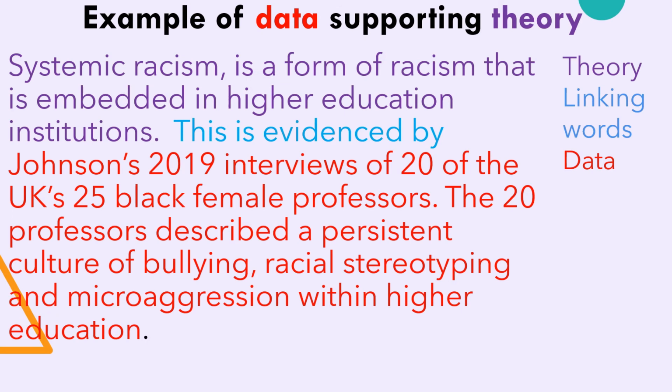Here is an example of data supporting theory. In purple, we have the theory. Systemic racism is a form of racism that is embedded in higher education institutions. Then we have the crucial linking words in blue. "This is evidenced by." It is crucial that we link our theory with the data, and these linking words do that job. "This is evidenced by," and in red we have the data, we have the evidence to support our theory.